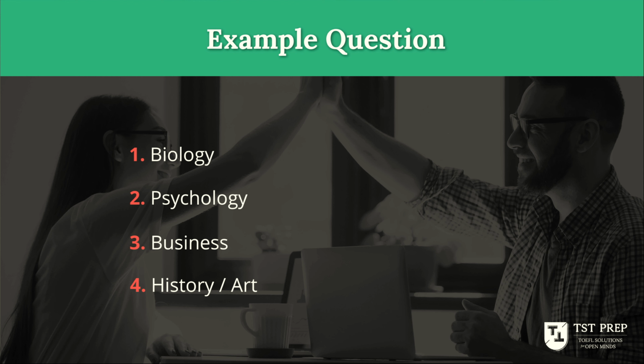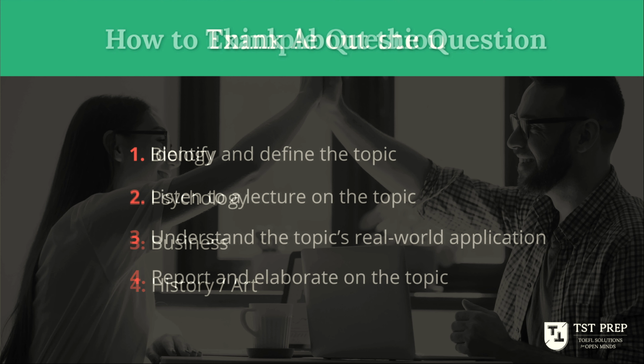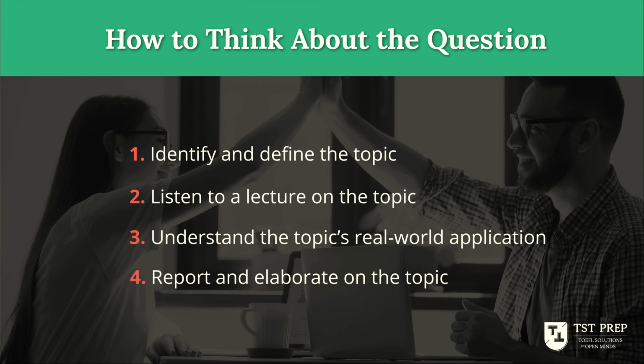So there are a lot of different question topics and types, so it's hard to predict, but here are some common question topics: biology, psychology, business, and history and art are the most common topics. And this is how you're going to respond. This is what you want to think about. So when you're reading, you want to identify and define the topic. So let's say it's swarm intelligence. You want to identify that and define it.